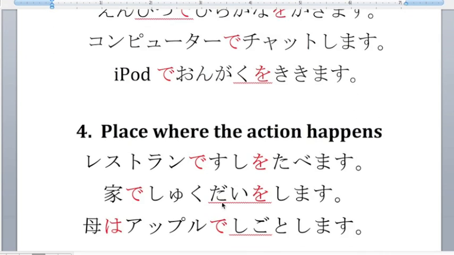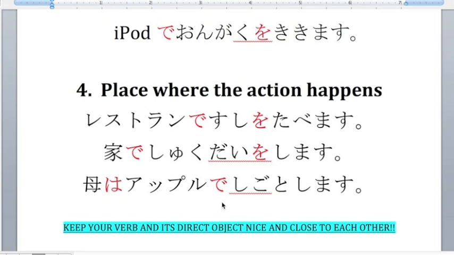Now, last but not least, number 4, the place where the action happens. The de particle is going to come right after the place where you're doing the thing. For example, "restaurant de sushi o tabemasu." Or "uchi de shukudai o shimasu." Or "haha wa Apple de shigoto shimasu." So you say things like, at the restaurant, I'm eating sushi, or I eat sushi at the restaurant, or I do my homework at home, or my mom, she works at Apple.